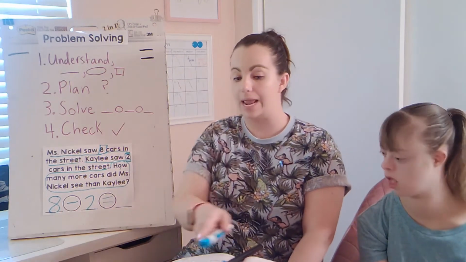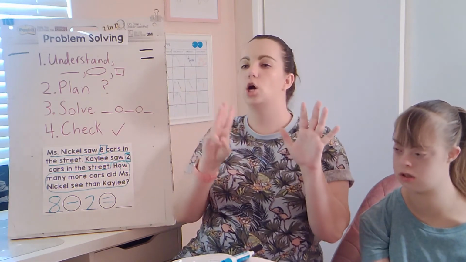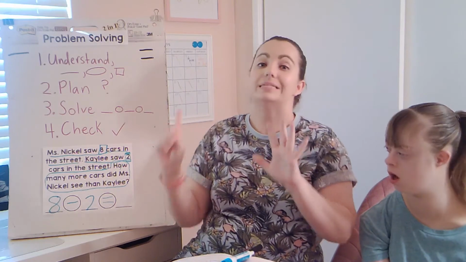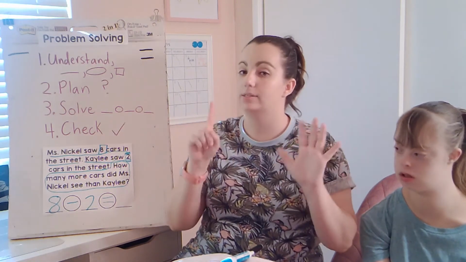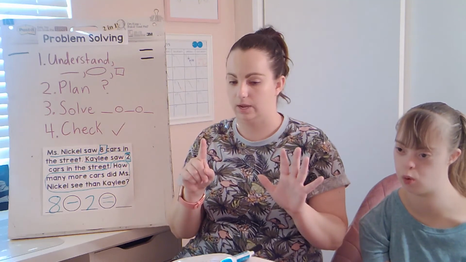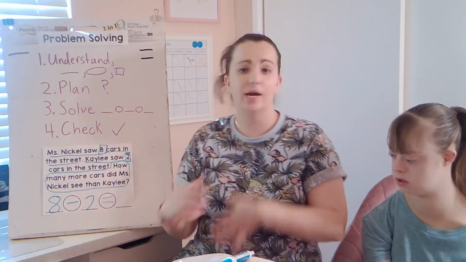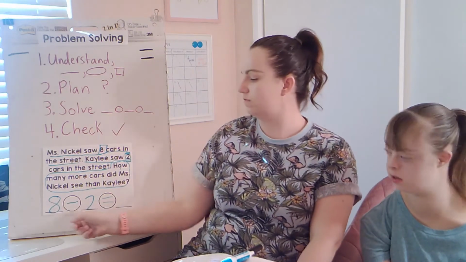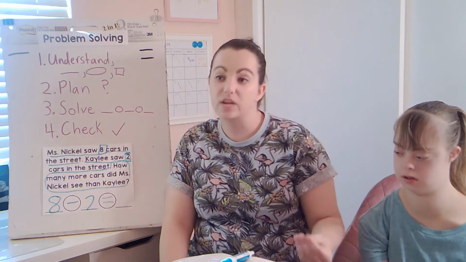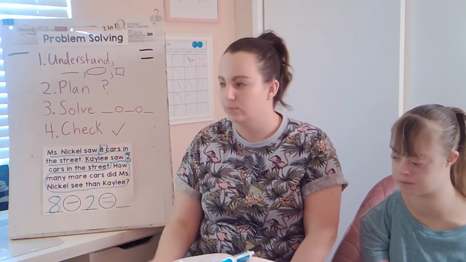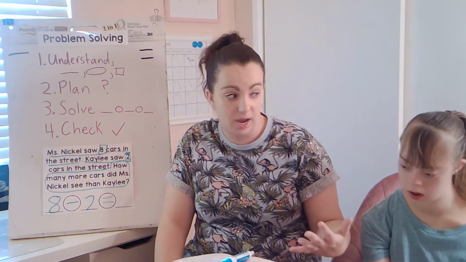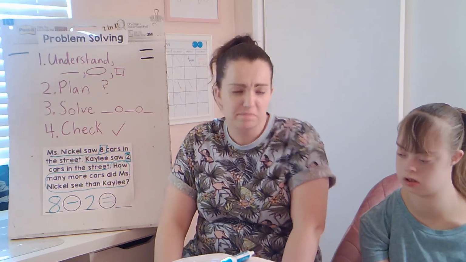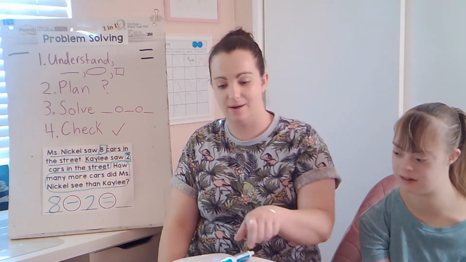Miss Nichols saw 8 cars. Kaylee saw 2. We're subtracting the 2 cars Kaylee saw to find the difference, or how many more cars Miss Nichols saw. Okay? So it's subtraction. I can use any of the tools or strategies I know to solve this subtraction problem. I could use my fingers. I could count back. I could draw pictures. I can use a number line. A lot of tools. I think I'll just, to double check it, draw pictures for this one. Okay? So there you go.